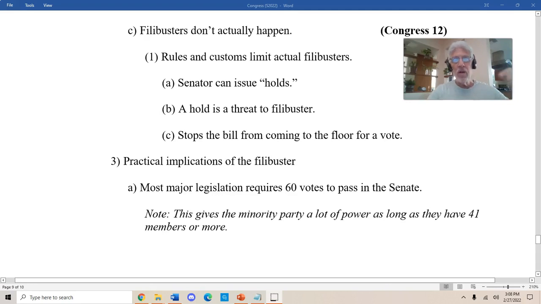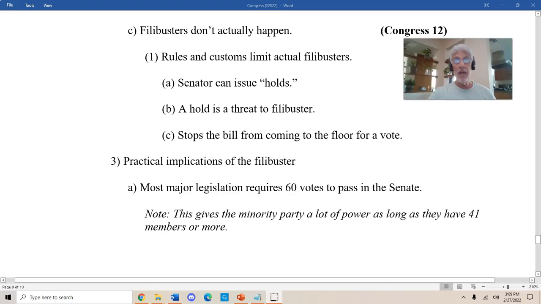Well, what a senator can do is put a hold on the bill. Now, what is a hold? A hold is basically a threat. It's a threat to filibuster. It's basically a senator's way of saying, if you bring this bill to the floor, I'm going to filibuster it. And since the Senate Majority Leader doesn't want the whole place to come to a screeching halt, he's going to take the bill off the calendar.